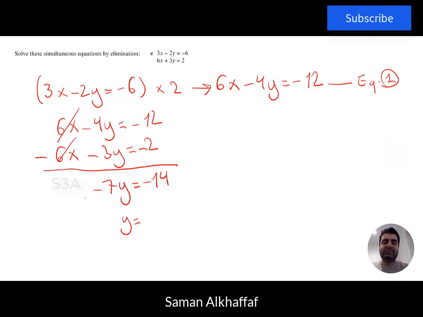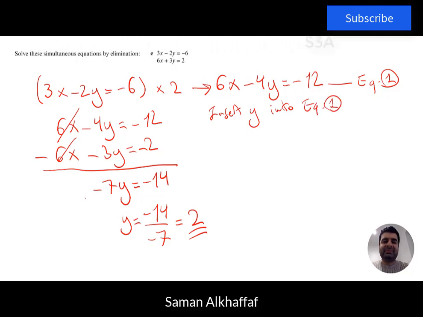So now we have y equal minus 14 divided by minus 7. The signs will disappear. We have 14 divided by 7, and that would give us 2 for the value of y. Now the next step would be to substitute the y value either into the original equation 1 or equation 2. So we say insert y into, say, equation 1.